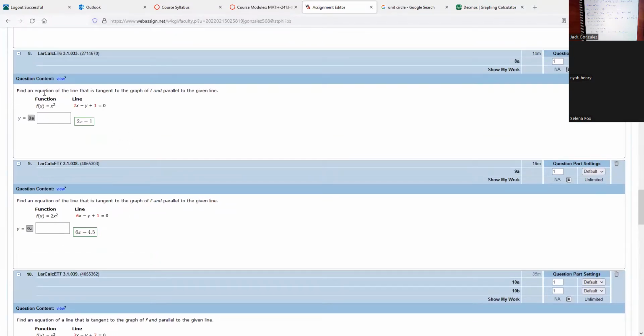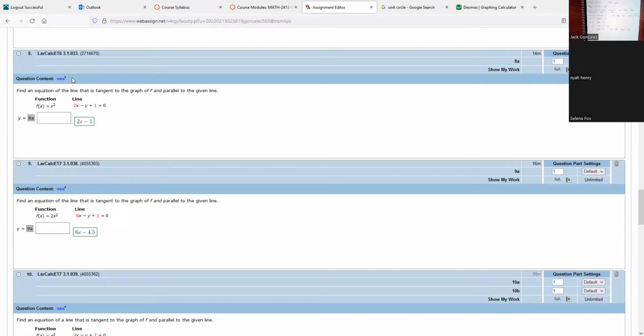They say find an equation of a line that is tangent to the graph and parallel to this random line, just to test you even more on your knowledge of lines, graphing lines. I'm not going to test you on that kind of stuff, but it is in the homework. I do expect you to do it. It'll be good practice to refresh you on lines.